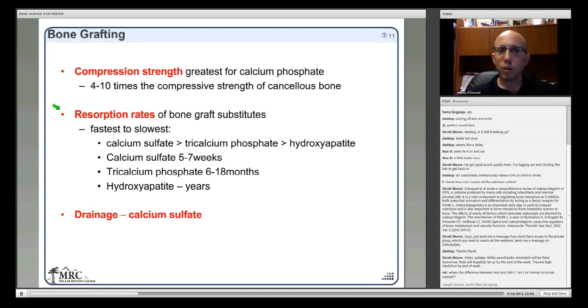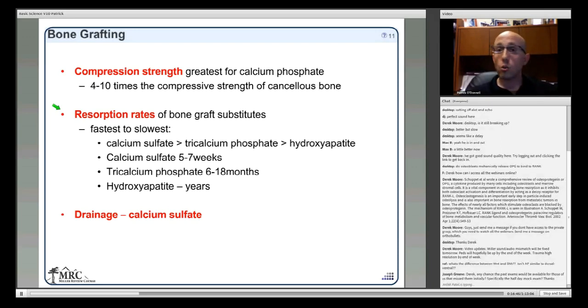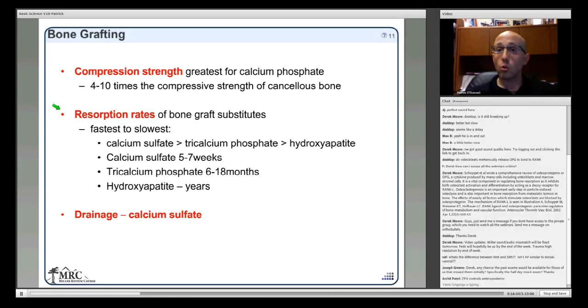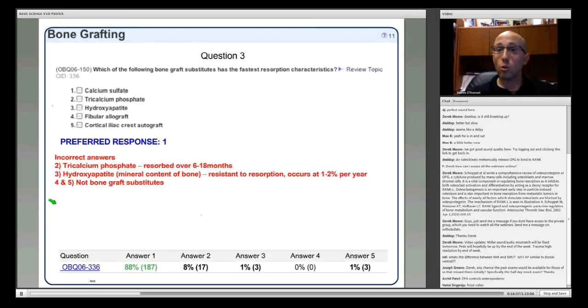The resorption rate, going fastest to slowest, the fastest resorbed one is calcium sulfate. Actually occurs in 5 to 7 weeks. This all goes all the way out to hydroxyapatite, which occurs over years. One thing that's related to this fast resorption rate is the drainage that you see with calcium sulfate. Maybe some of you guys have seen that in some of your patients.